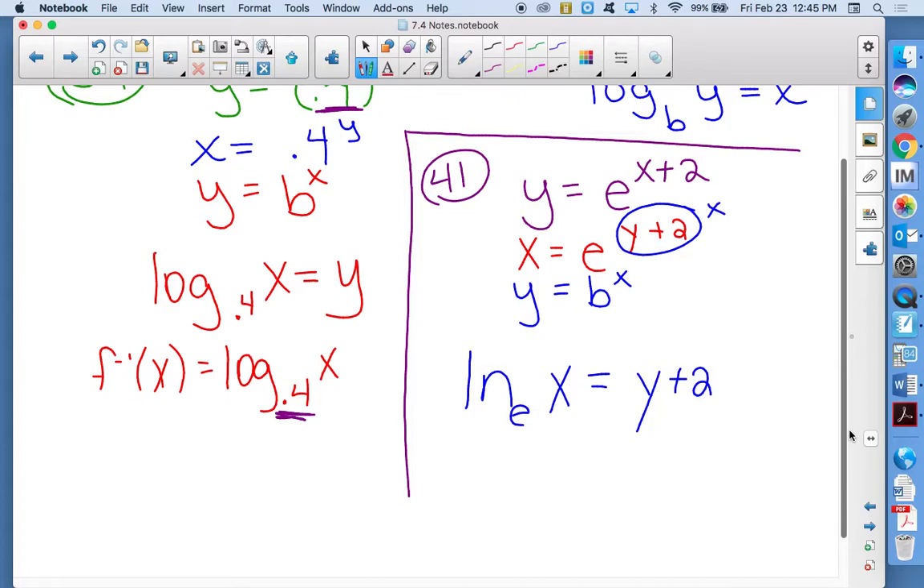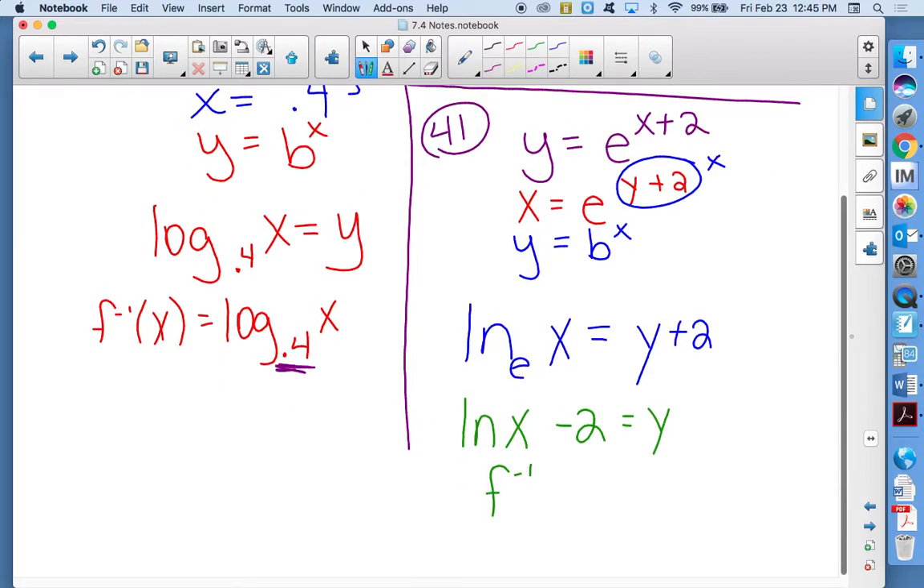So the last step here, Alex, to get y by itself, what do you have to do? Subtract 2. Again, you don't need this e, so you could just write the ln of x. If you want to have the e, that's fine. The base is implied that it's there. Minus 2 is equal to y.